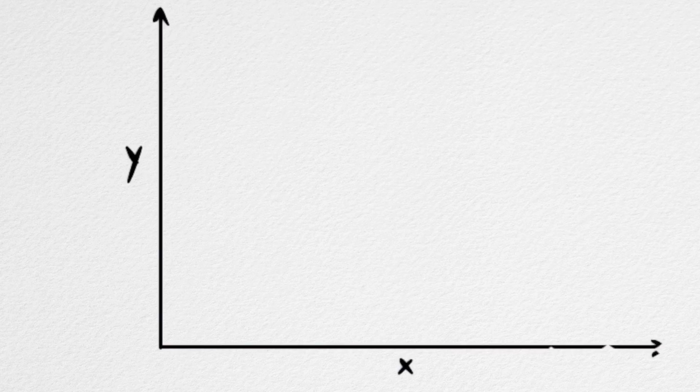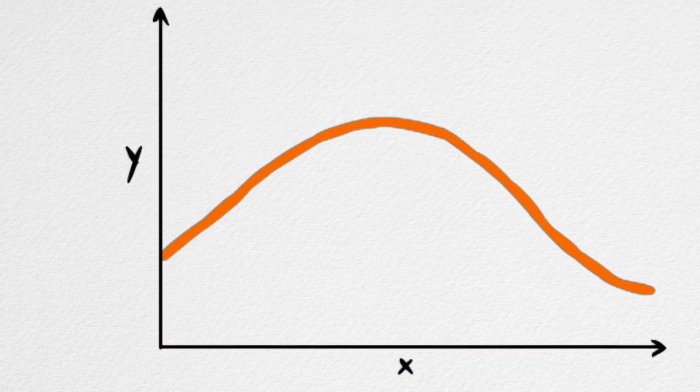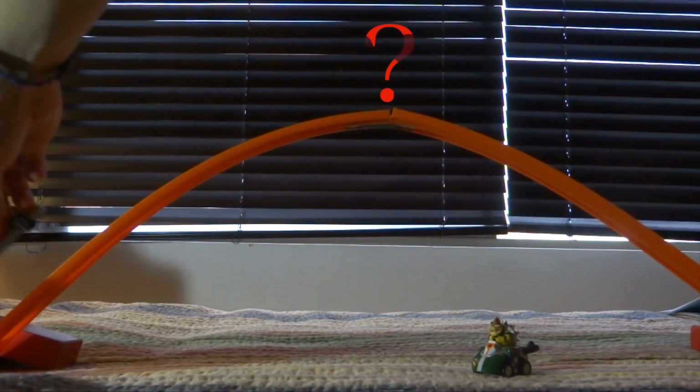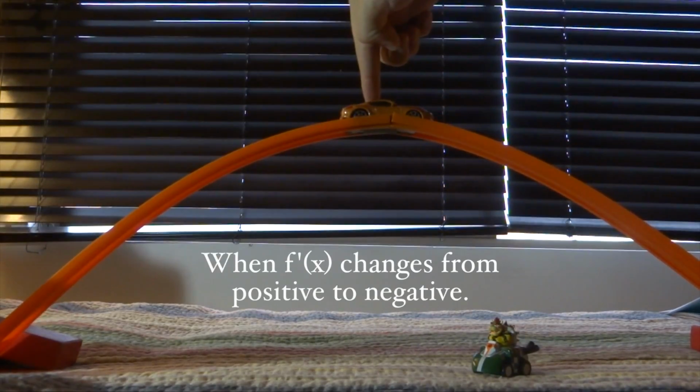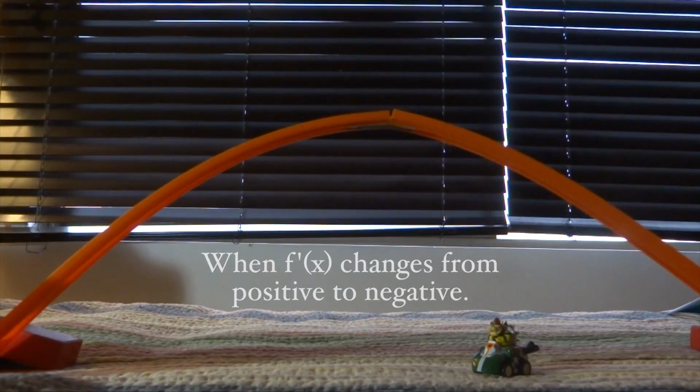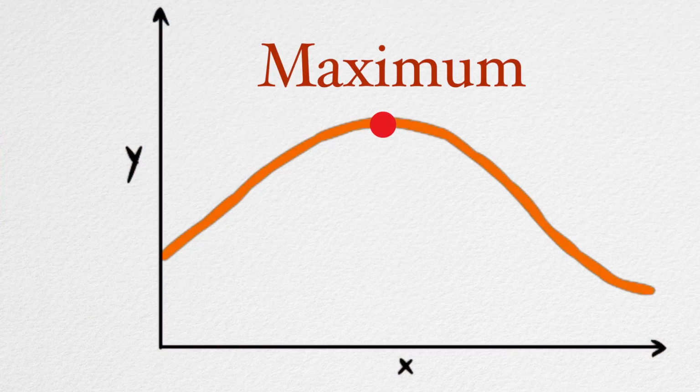Well, the biggest values look very similar to mountains. And how do you know when you've reached the top of a mountain? You know you've reached the top if before that point you were going up, and after that point you were going down. Mathematicians call this biggest value a maximum.